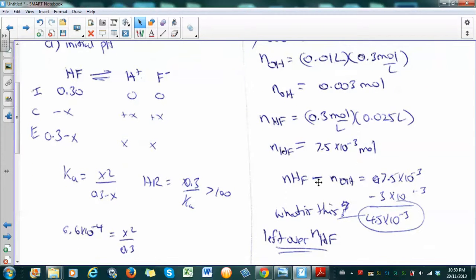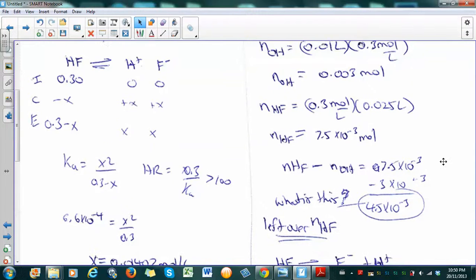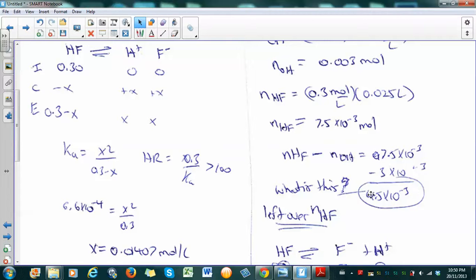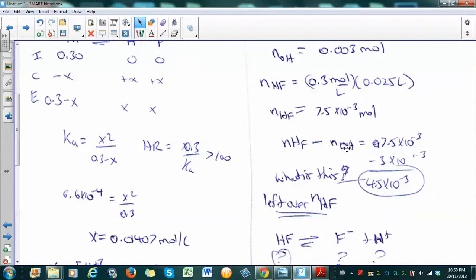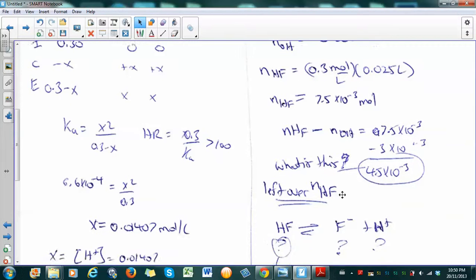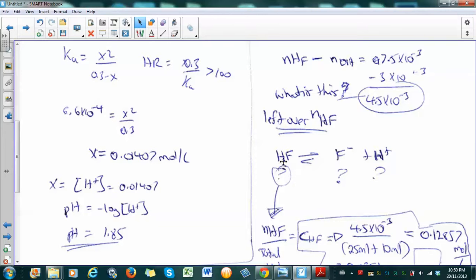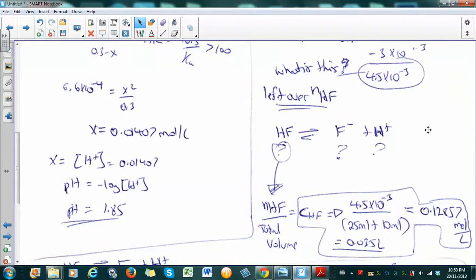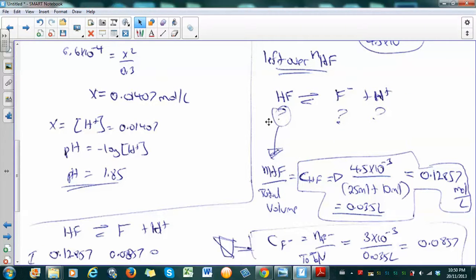Here you just take the subtraction. You take the moles of the acid and subtract the moles of the base, because acid and base cancel out. So 7.5 times 10 to the negative 3 minus 3 times 10 to the negative 3, and you get 4.5 times 10 to the negative 3. Now what is this? This is your leftover acid. So what was your acid? Your acid was HF. So now you have your equation again, the same equilibrium ice table as in part A, HF goes to F minus and H plus, except now we don't know the initial concentration of this new equilibrium.